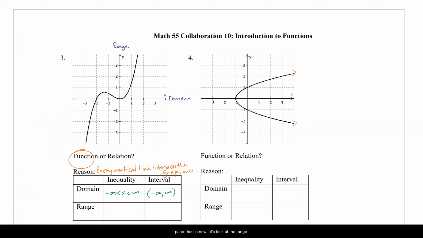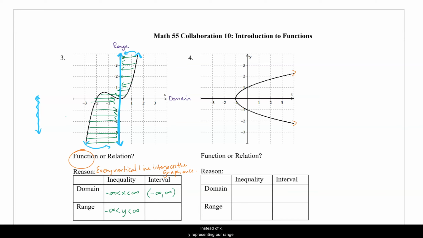Now let's look at the range. We'll take the graph and we'll trash compactor smash the graph onto the y-axis this time. And when we smash it onto the y, just like before, these endpoints also get moved. And notice the entire y-axis gets covered. And since the entire y-axis gets covered, we have the same situation with our range. This time, though, we're going to use the letter y instead of x, y representing our range. And so then we also have the exact same interval as our domain. Our domain is all real numbers, and our range is all real numbers.